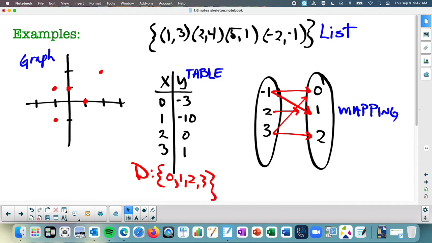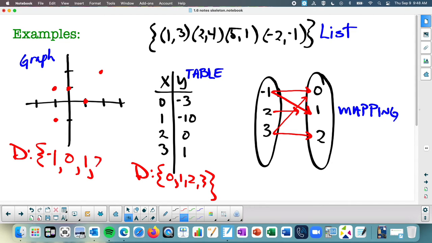Katie, can you give me the domain for the graph? Because I want to do the graph because this is going to be the hardest one for most of you. These three, you just read the numbers. 0. Oh, just kidding. -1. Just kidding, JK. Negative 1, 0, 1, 2. Okay, perfect.